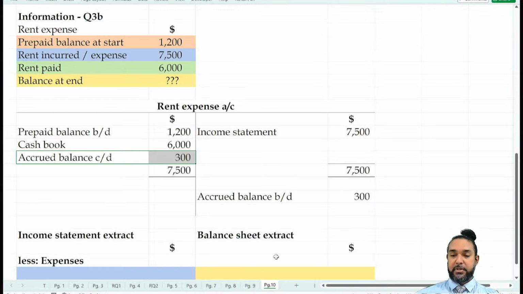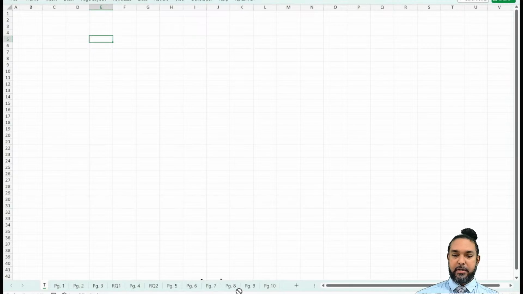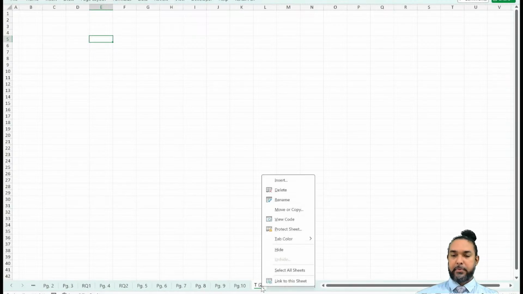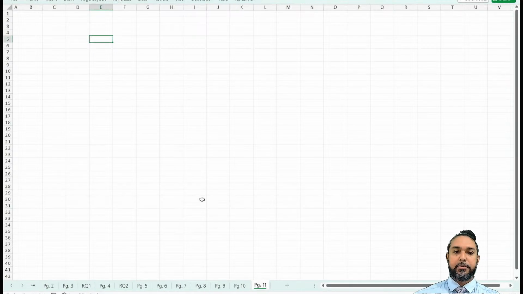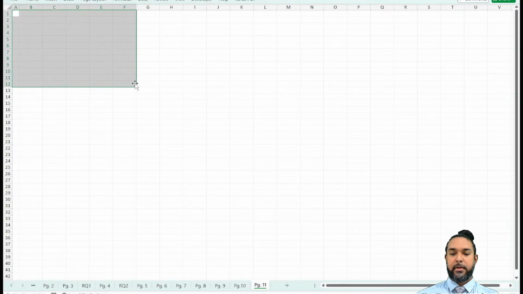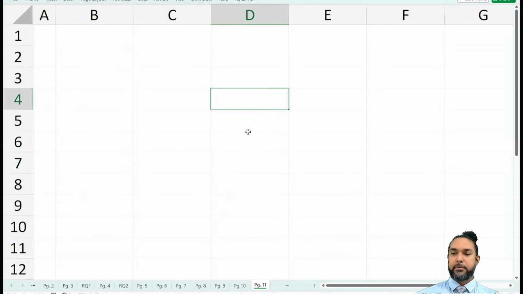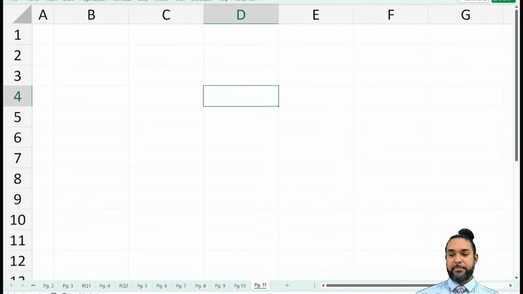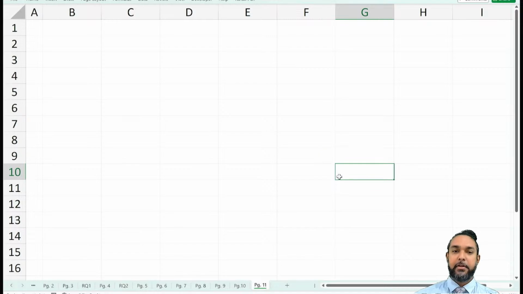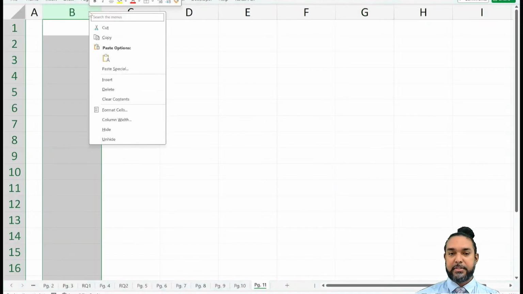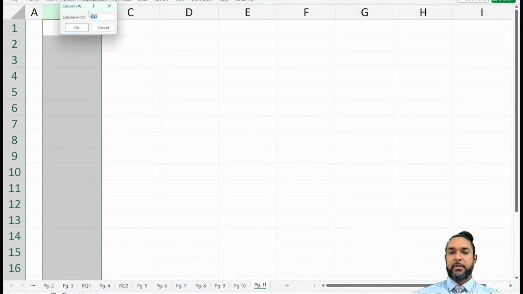So what I want to do today is, let me pull this one across. Page 11. Let me just zoom in a little bit more, right around here. 300 is a bit much, so 250 should be fine. Let's look at 25.